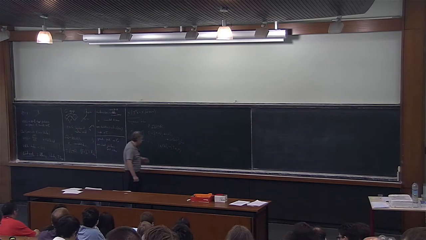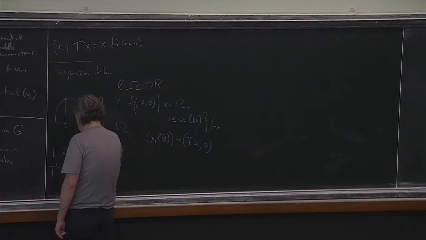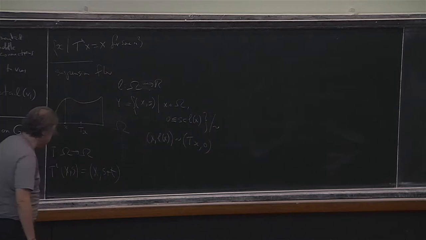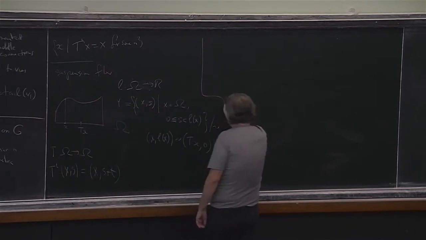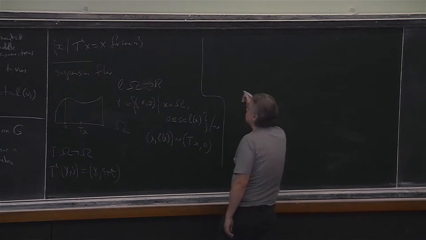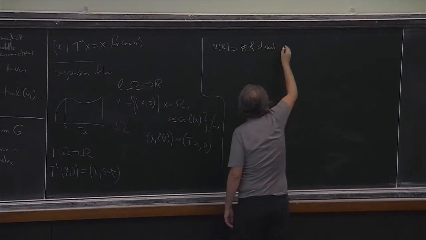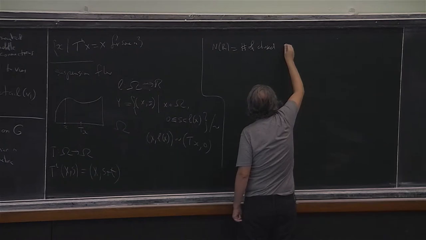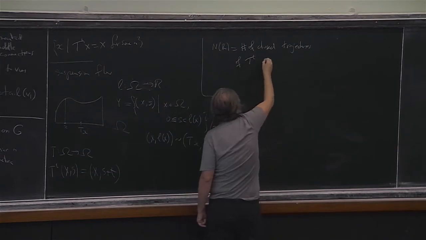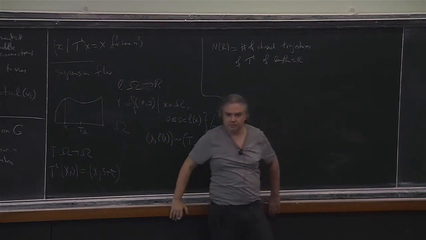So this means that we are going to make this flow, and then of course you keep track of the identifications. And so now we are in a situation where this is the number of closed trajectories of this flow of length at most r. So there is a dynamical reformulation of the geometric problem. Okay?